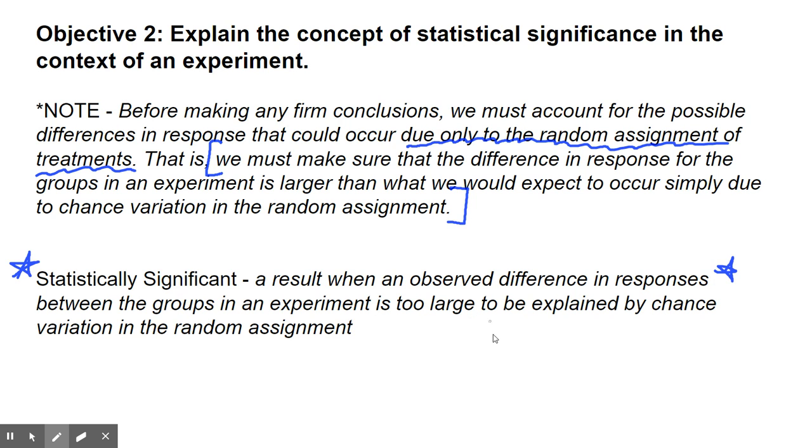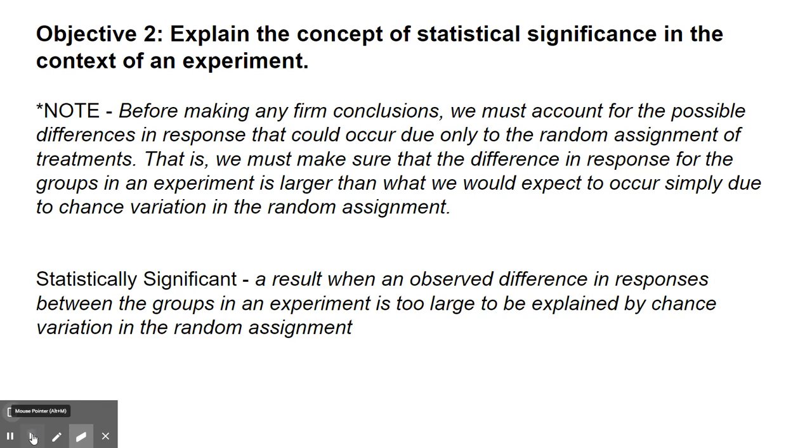Okay? And again, we have statistically significant results if a result observed between the groups is too large to be explained by chance variation in the random assignment. And again, we are looking for statistically significant results because that is what is going to lead to cause and effect. That's why experiments are very, very key. If we can find statistical significance in the difference between our groups, then we can be on our way towards cause and effect. Okay. All right. Cool.